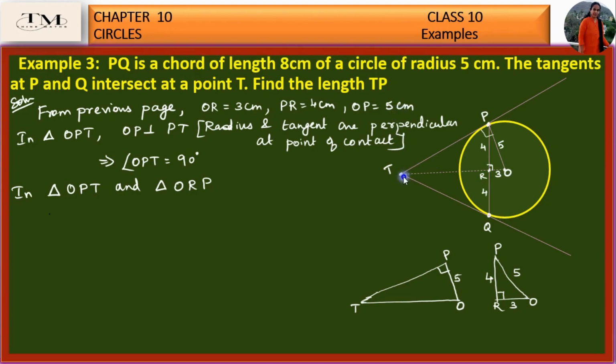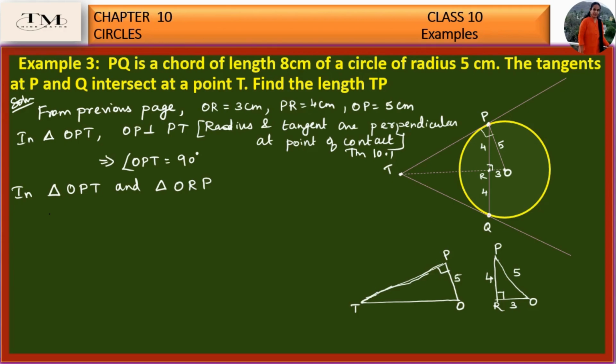So now take this triangle OPT. Here OP is the radius and TP is the tangent. So we know from theorem 10.1, tangent and radius make 90 degree at the point of contact. So OP will be perpendicular to PT, because radius and tangent are perpendicular at the point of contact. So this is theorem 10.1. So this angle OPT will be 90 degree. This triangle is drawn here separately. So angle OPT is equal to 90 degree.